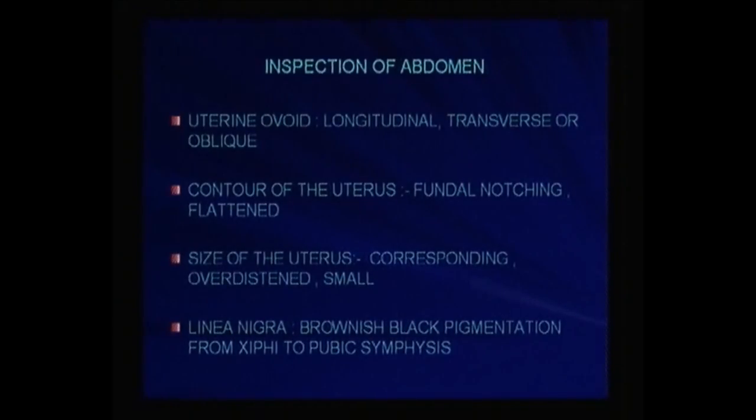The contour of the uterus can be seen, whether there is any fundal notching, whether the fundus is flattened or broad, signifying any congenital malformation, any septate uterus or any bicornuate uterus. The size of the uterus should be noticed, whether it is corresponding to the expected period of gestation, whether the abdomen is over-distended or appears to be less for the period of gestation. Linea nigra, a brownish black pigmentation, is seen from the xiphisternum till the pubic symphysis. This is also a change of pregnancy and fades out after delivery.